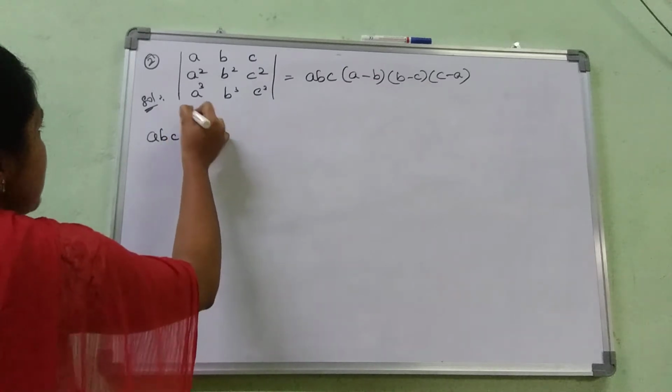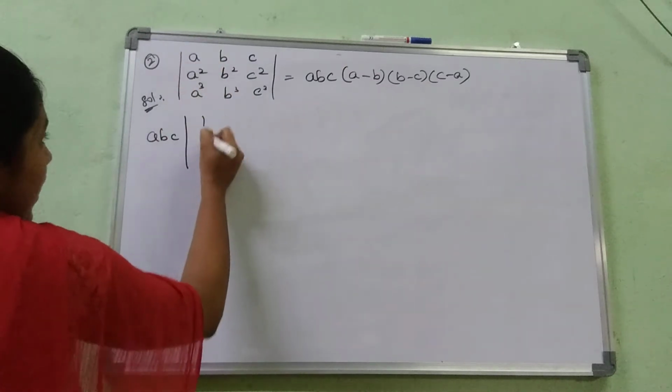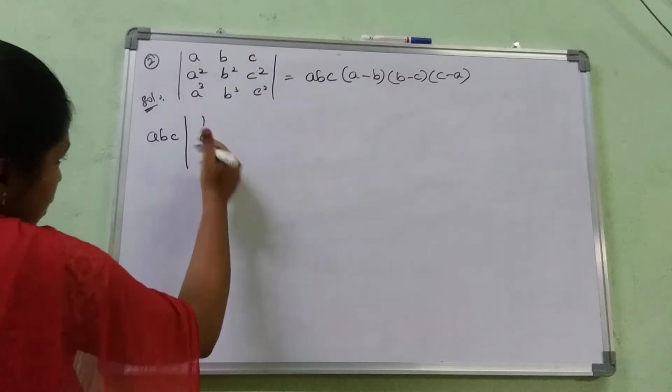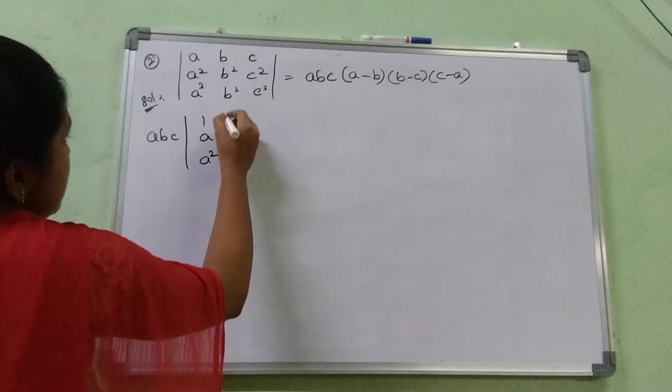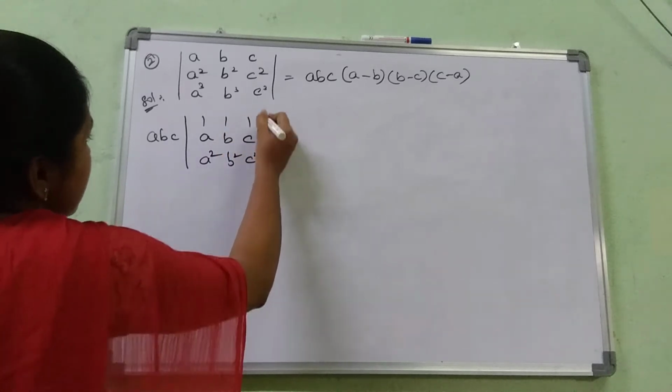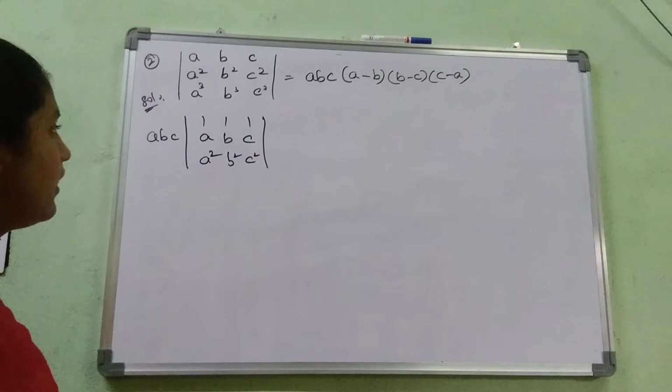Therefore the remaining matrix will be, if I take A out from this 1, in A square if I take A out, then it will be A, and from A cube if I take A out, then A square. So therefore 1, B, B square, 1, C, C square. Okay, do you understand till here?